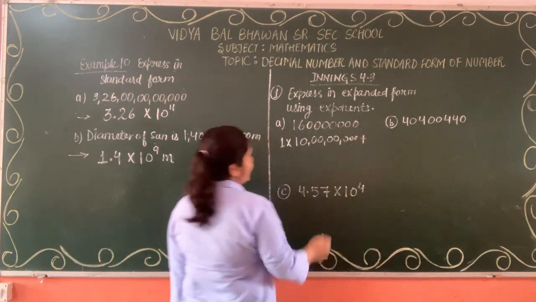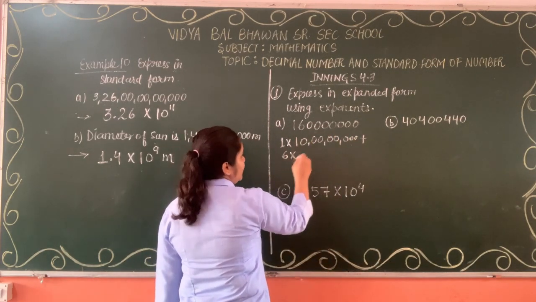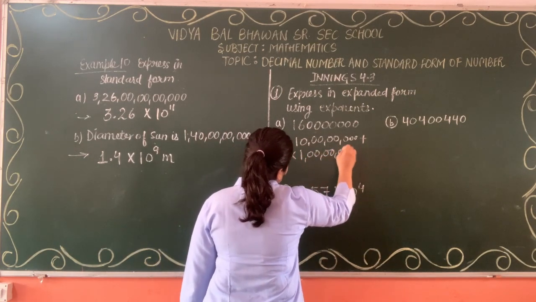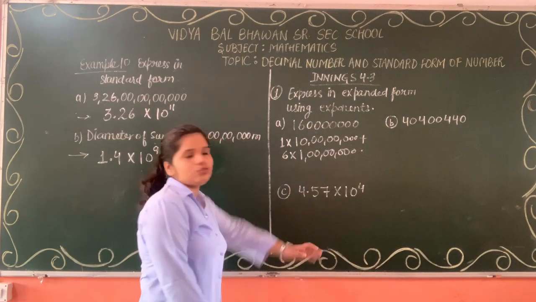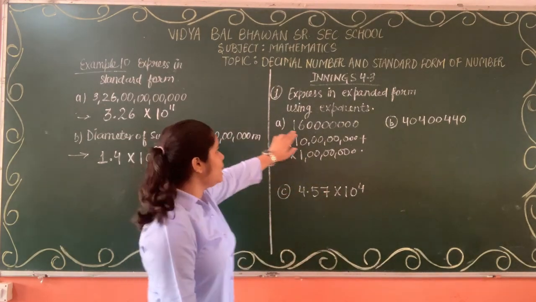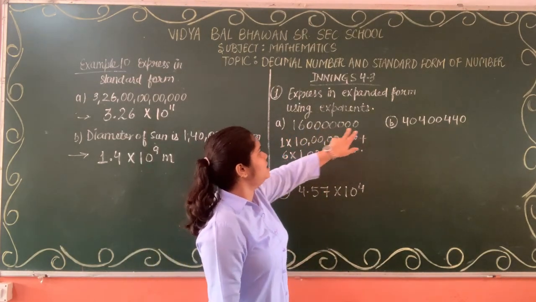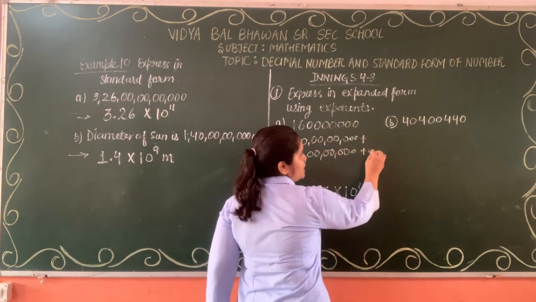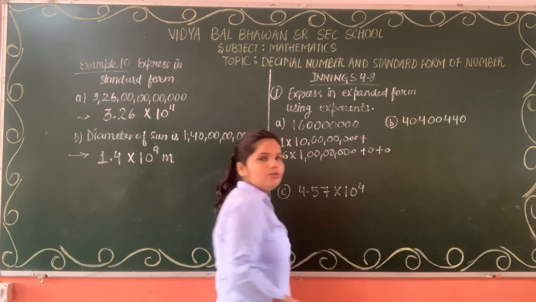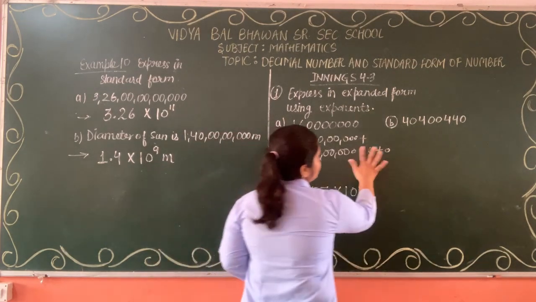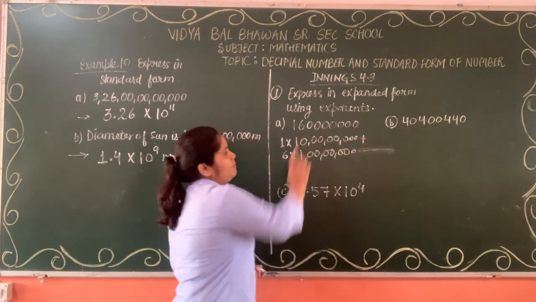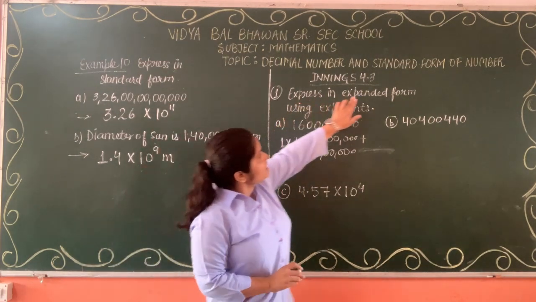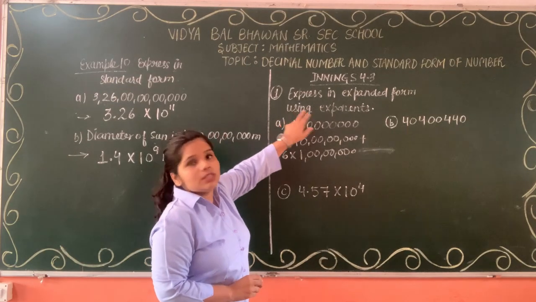After that you will add 6 multiplied by 1 crore. So basically you used to do that. Now there is no need to write these zeros, there is no use of writing these plus 0, plus 0, plus 0. So basically this is the expanded form of this given particular number. Now it is saying expanded form but using exponents.